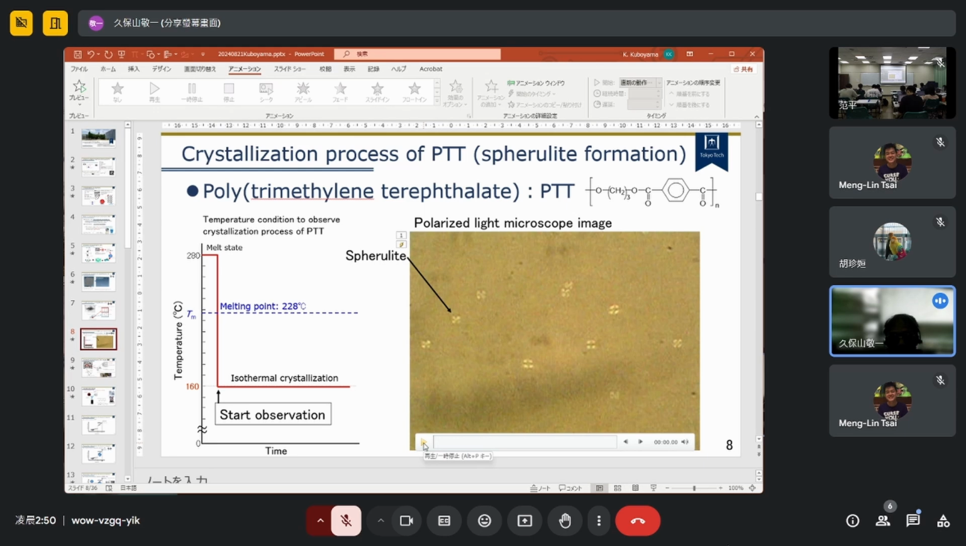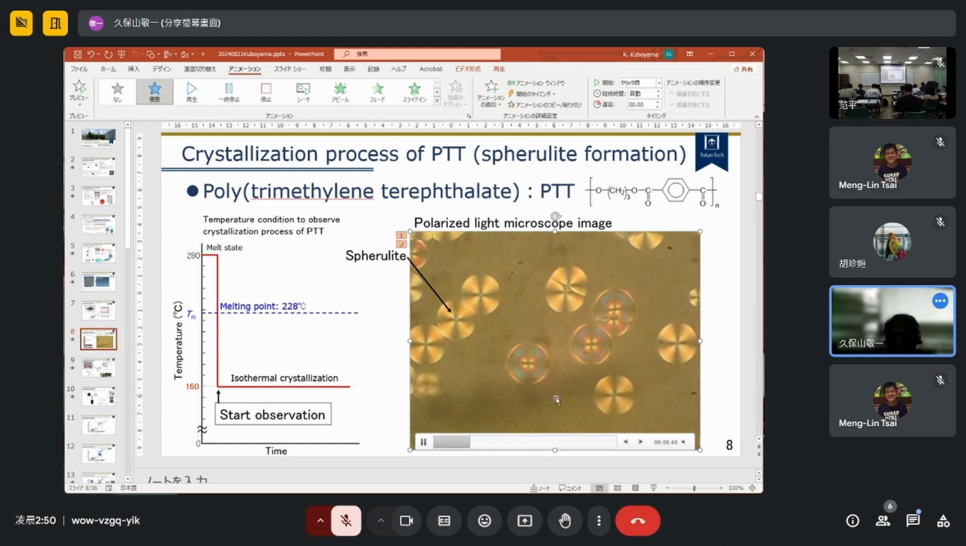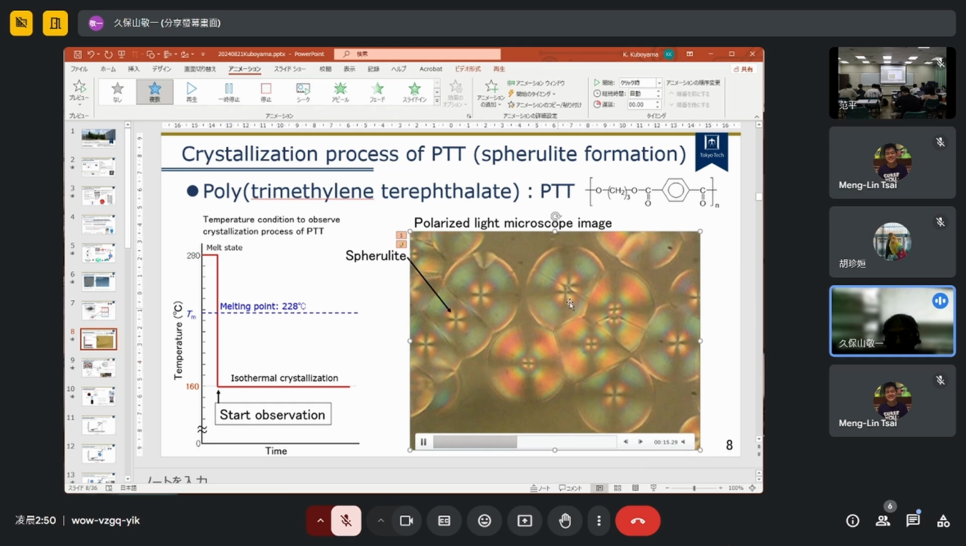So let's see the formation process of the spheroid. So this one is a spheroid. When the time progresses, the spheroids grow and collide with each other, so the boundary becomes linear. Like this.